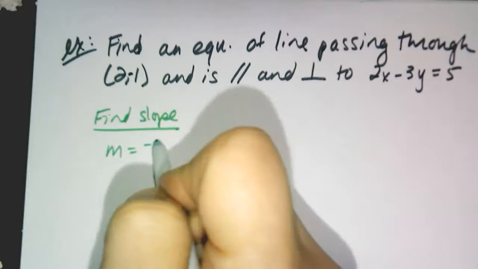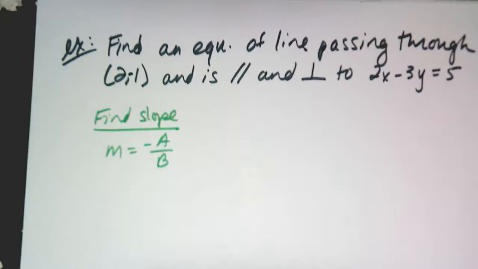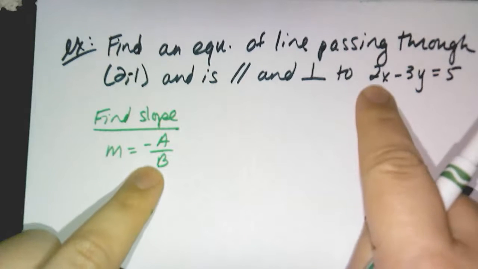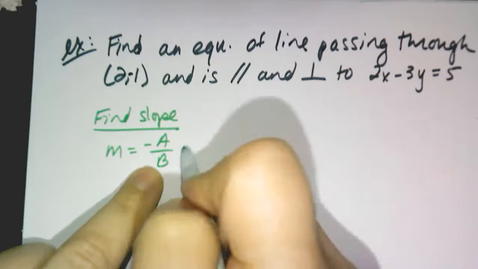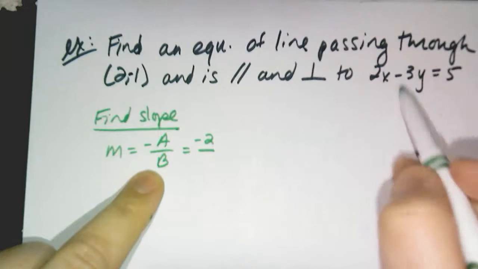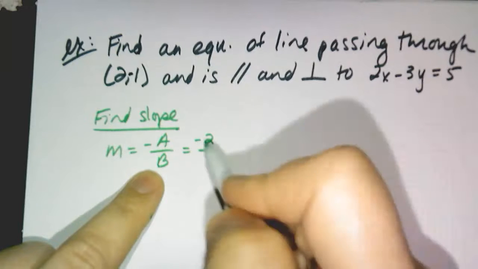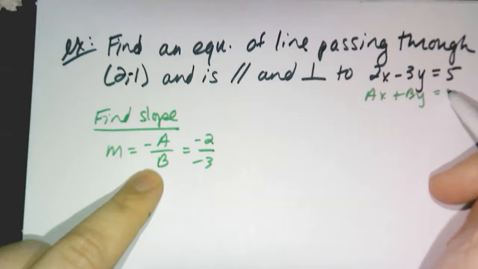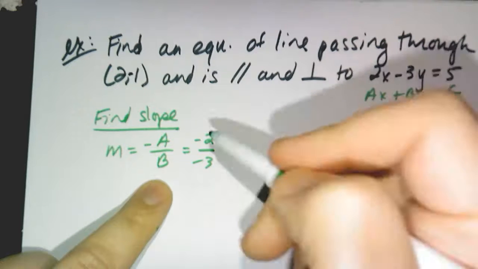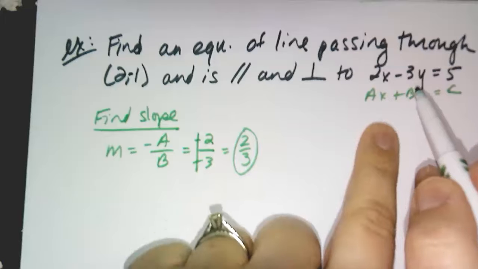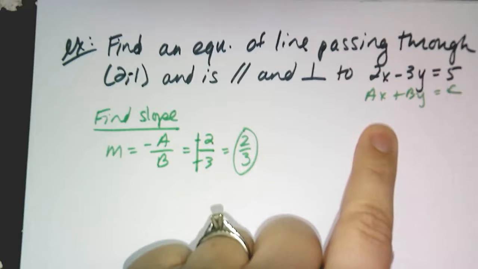M equals negative a over b. Have you ever seen that one before? Maybe? Okay, good. So what's your a? Your a is 2, right? So negative 2 over, what's your b? Negative 3. Yeah, this is the ax plus by equals c form. And so there you go. Your slope is 2/3. Had you solved this for y, you would have also gotten 2/3.